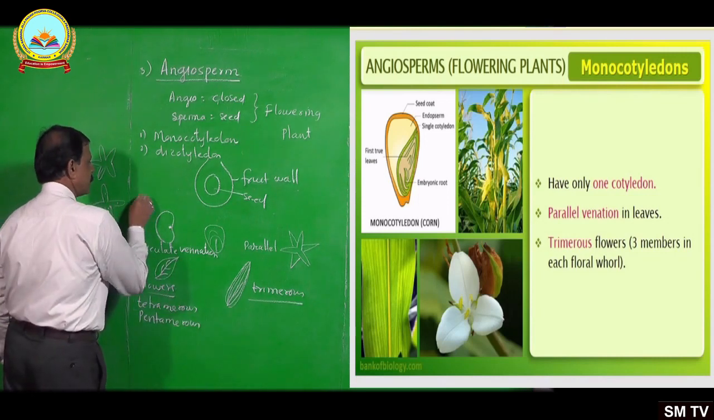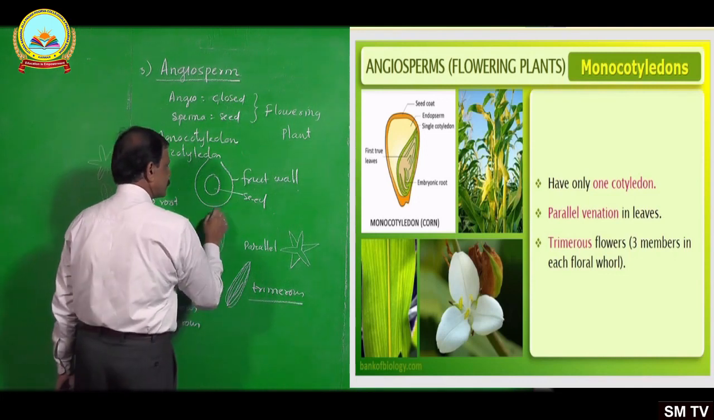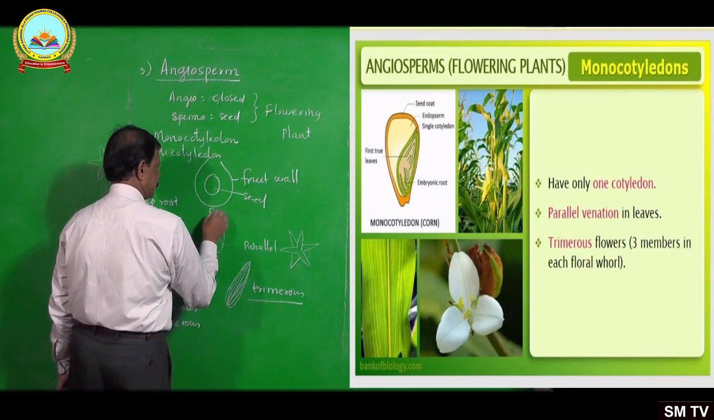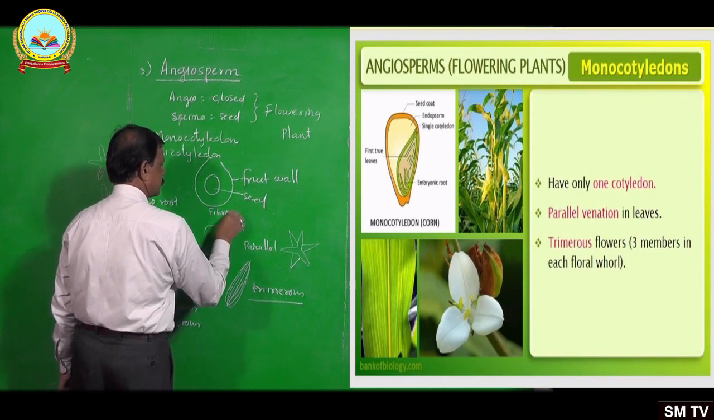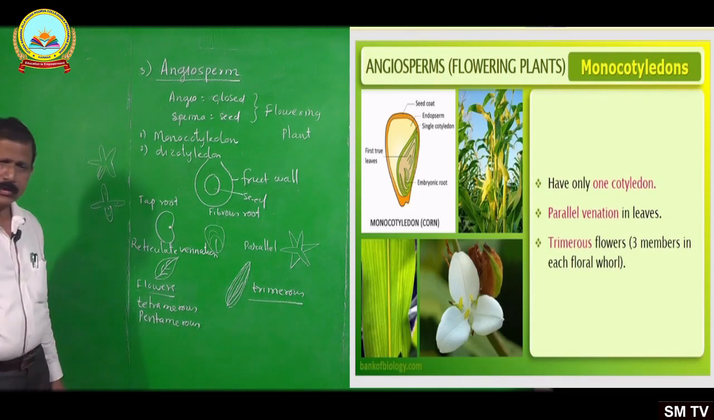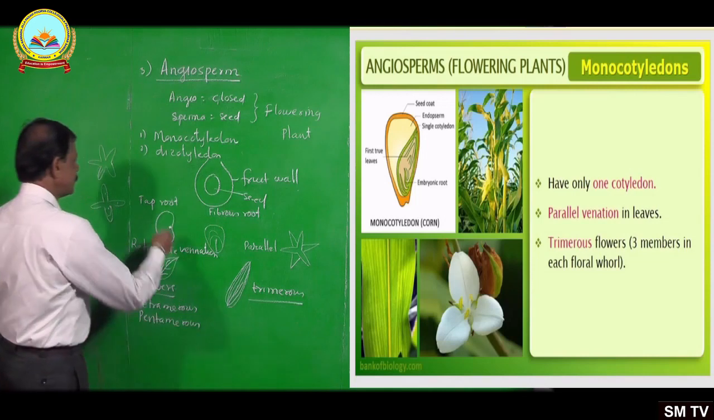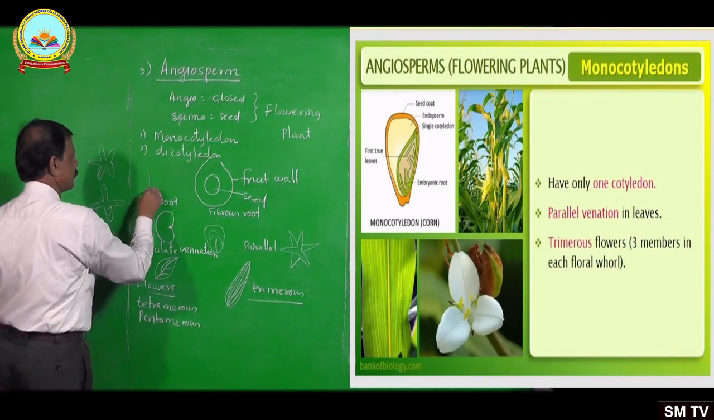So the root of a dicot is called a tap root, and here it is called what? Fibrous root. The monocot root is called what? Fibrous root. So the tap root is like this, you can see the tap root structure.